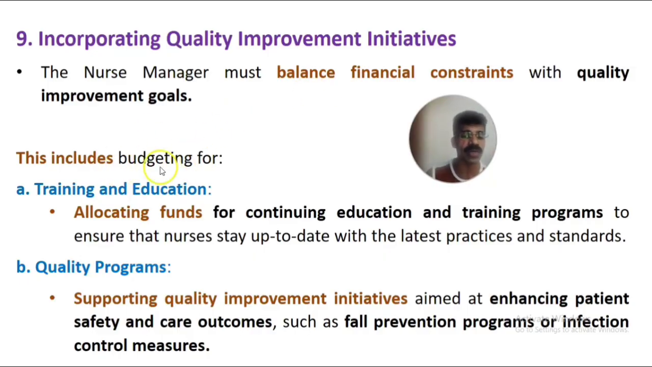This includes budgeting for training and education for the staff, and quality control or quality assurance programs at the hospital. So first one is training and education. Allocating funds for continuing education or in-service education and training programs for the staff nurses to ensure that nurses stay up to date with the latest practices and nursing care standards. That is the quality improvement goal. Training and education of the staff in the nursing department through continuing education or in-service education programs or other training programs makes sure nurses have updated knowledge in relation to patient care services.